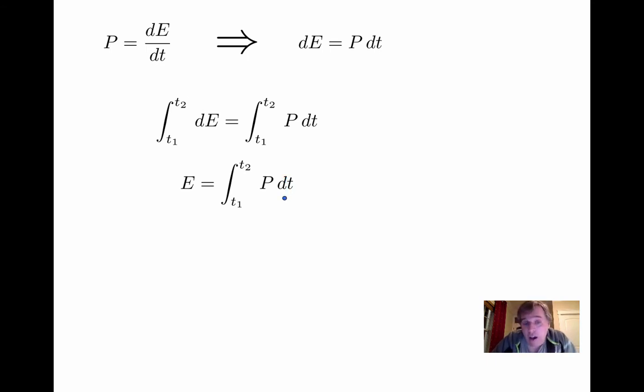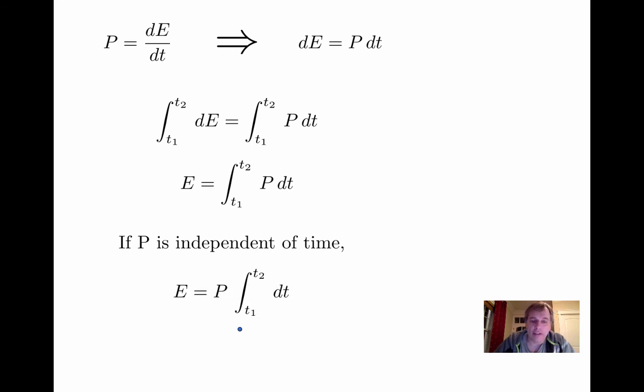Now, what you do with this integral here depends on whether the power is a function of time or not. If the power is not a function of time, then in that case, p is a constant. You can move it out of the integration sign. You can move it outside, and then you can integrate dt.